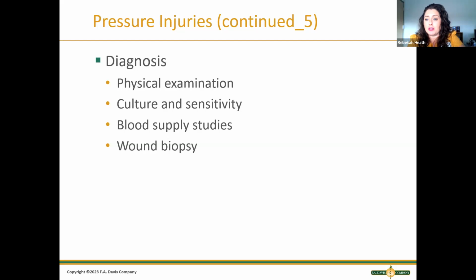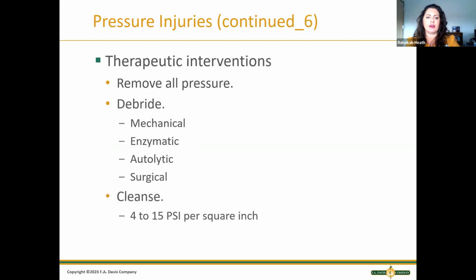We probably want to do some blood supply studies depending on where it's at, meaning like a vascular study. If somebody has a wound on their foot, they might do some vascular studies to see how much blood is actually flowing through to that foot. And we also might do biopsies of that area.